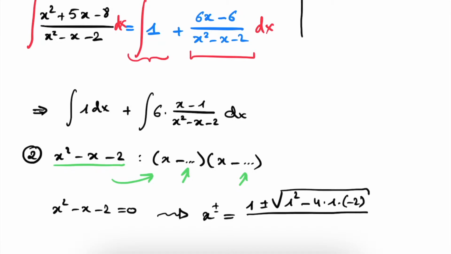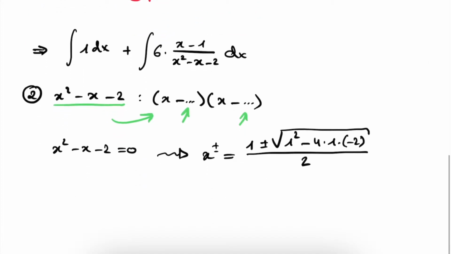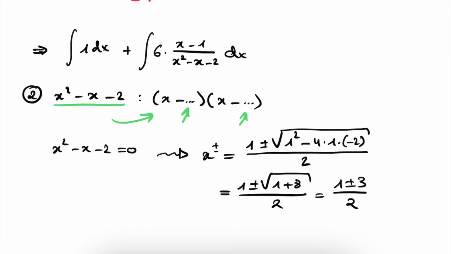divided by 2. And if you're not entirely sure how I got this, I can refer you to my video on how to solve quadratic equations. We can rewrite this as 1 plus minus the square root of 1 plus 8, divided by 2, which is of course 1 plus minus 3, divided by 2. So we get two solutions here.